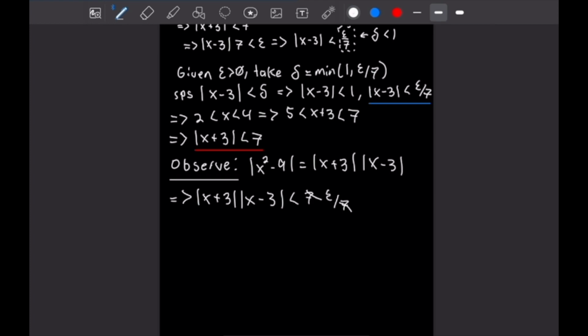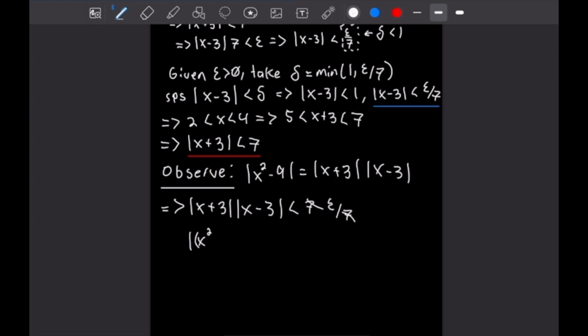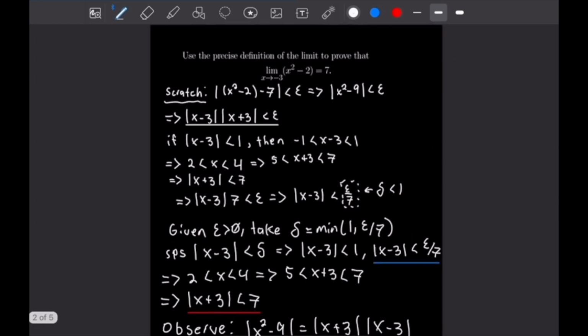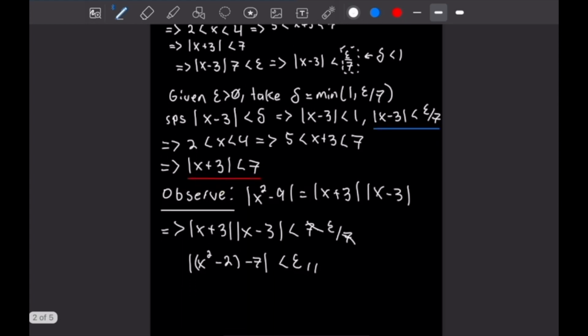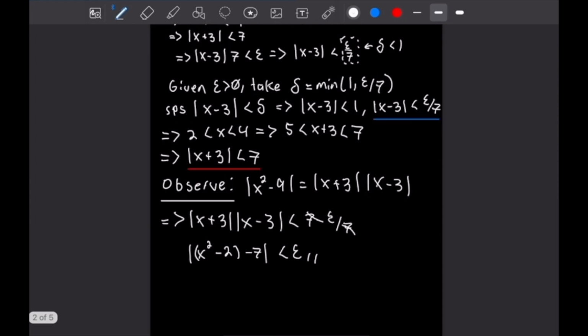But remember that the absolute value of x plus 3 times x minus 3 is equal to the absolute value of x squared minus 9. But the absolute value of x squared minus 9 is exactly what we want to show is less than epsilon. It is equal to the absolute value of x squared minus 2 minus 7, which is of course less than epsilon, which completes our proof, as we have from the top our f of x minus our limit L is less than epsilon.